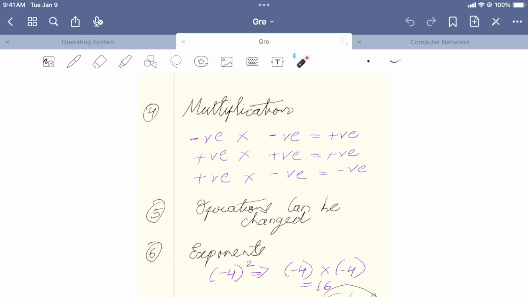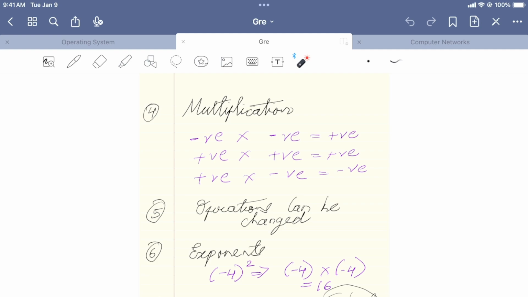Now operations can be interchanged. Whenever we raise a negative number to an even exponent, the answer will always be positive. So what I'm trying to say is, when I have a negative number raised to an even exponent, the answer is always positive. A negative number raised to an odd exponent will always give me a negative number.